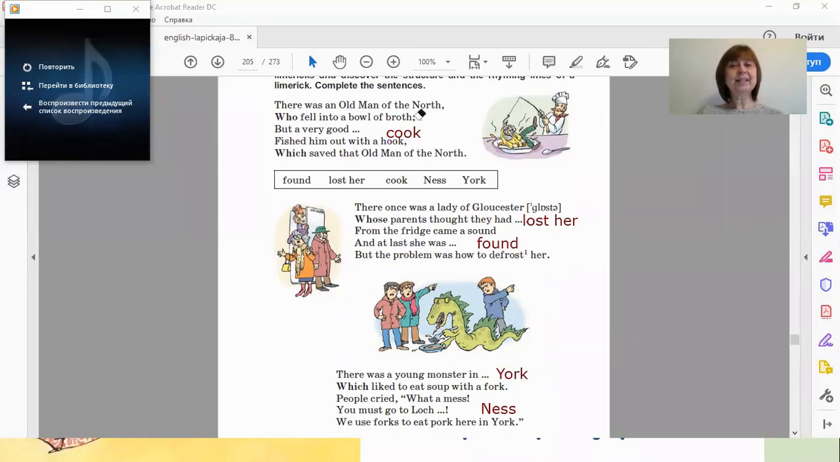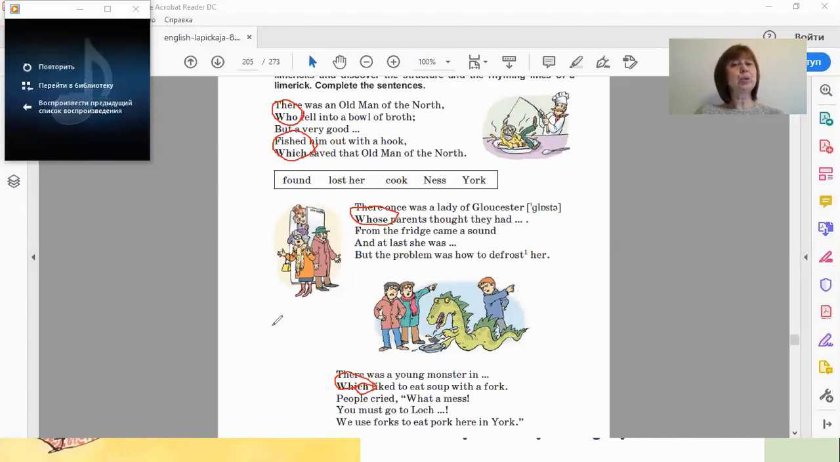So let's look at the words in bold. Who, which, whose, which. So these words, who, which, whose, are relative pronouns, относительные местоимения.